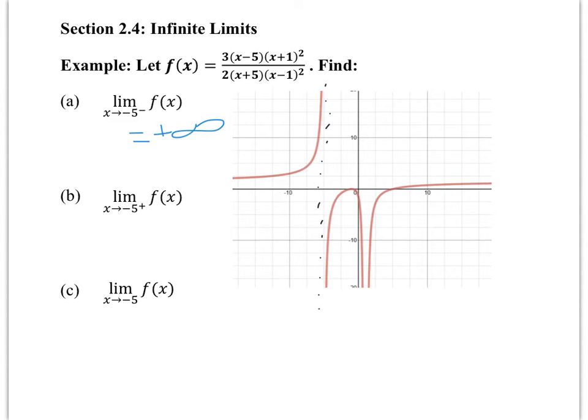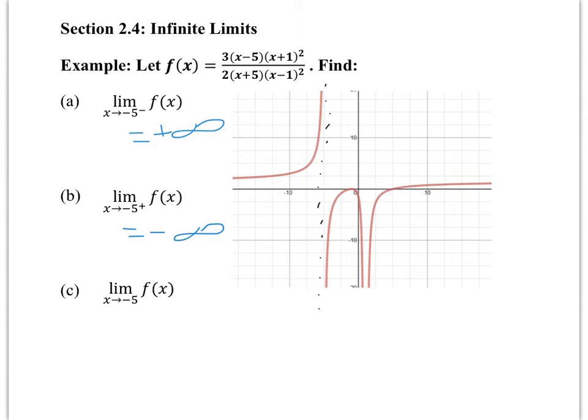But then we need to look from the other direction. So as I'm going to negative 5 from the right, now I'm on this part of the graph here, and I'm coming down, down, down. These numbers are getting smaller and smaller, so we know the limit here is negative infinity.